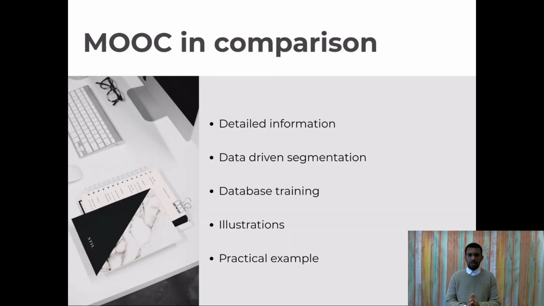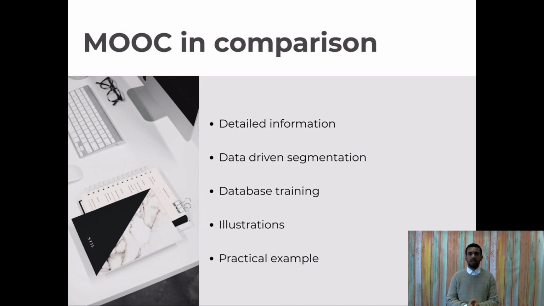Moving into how I have seen this MOOC in comparison to other programs, there were also 5 different steps. Let's say here what are the advantages, or the strong points, that this MOOC had and that we didn't see in previous courses, which is firstly detailed information. The information in this course was very detailed. It gets you to the point, which ensures that you have a clear understanding of everything that's mentioned in the course. The second point, which is data-driven segmentation.